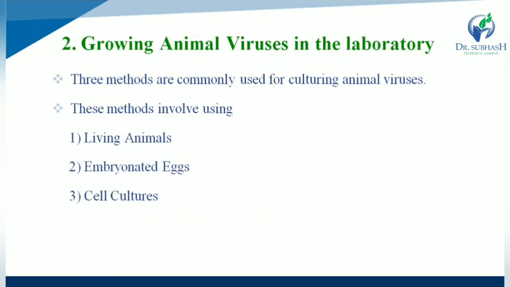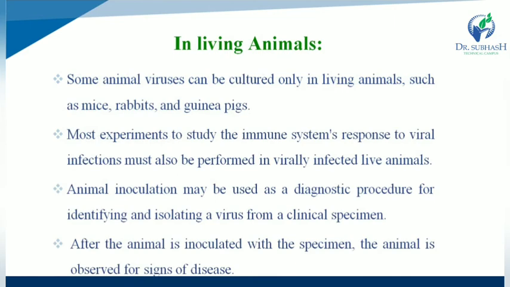Next is growing animal viruses in the laboratory. How is it possible? Three methods are commonly used for culturing animal viruses in the laboratory: living animals, embryonated eggs, and cell cultures. First, in living animals, some animal viruses can be cultured only in living animals such as mice, rabbits and guinea pigs.